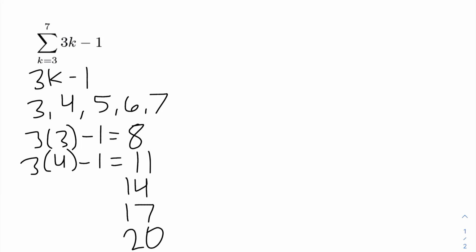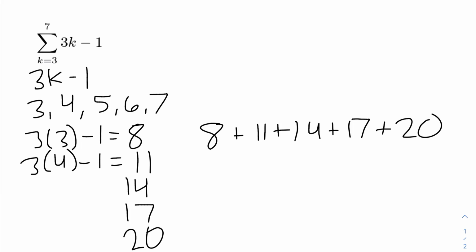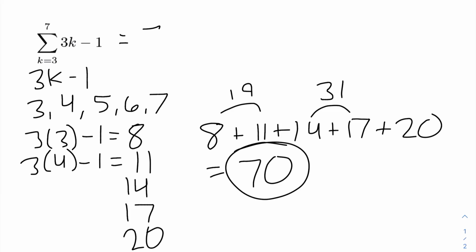And then finally we find the sum. 8 plus 11 plus 14 plus 17 plus 20. This time we have another arithmetic series where our starting value is 8 and our common difference is 3. Now if you find the sum of these numbers, 8 plus 11 is 19, 14 plus 17 is 31, so we're going to get 70. So that's going to be equal to 70. Now let's do one last example.